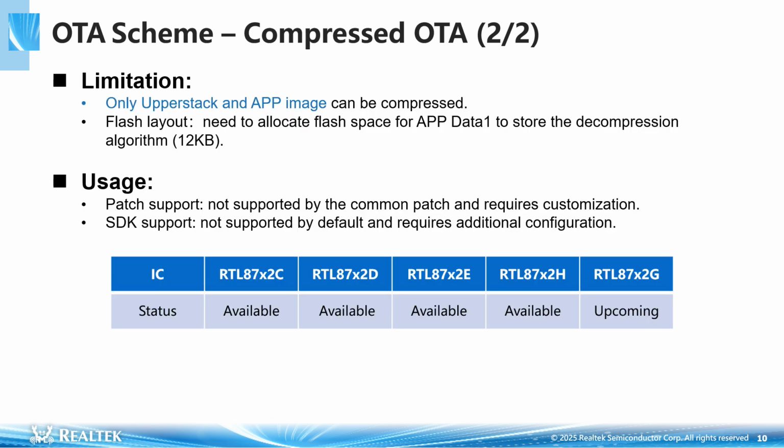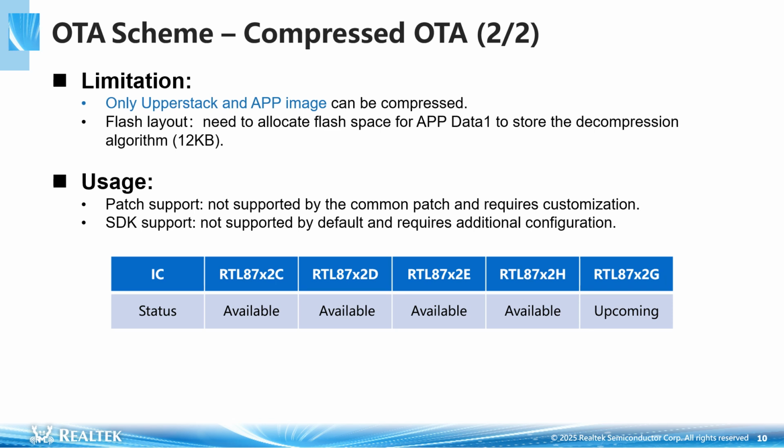Currently, this OTA compression scheme supports compression of only upper stack and app images. Other types of images cannot be compressed using this scheme at this time. Additionally, in terms of flash layout, 12 kilobytes of space must be specifically reserved for app data 1 to store the decompression algorithm. Therefore, it is important to consider this additional space requirement when planning the flash layout.